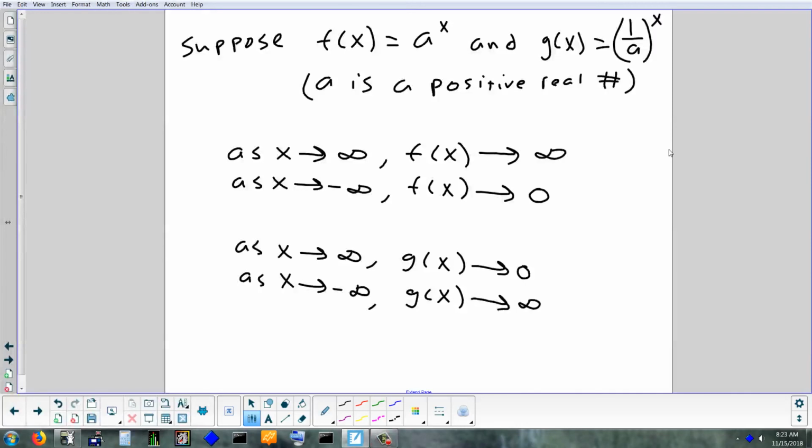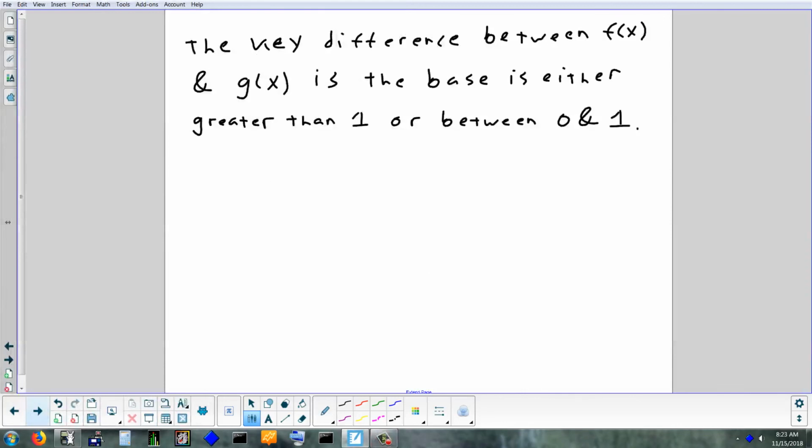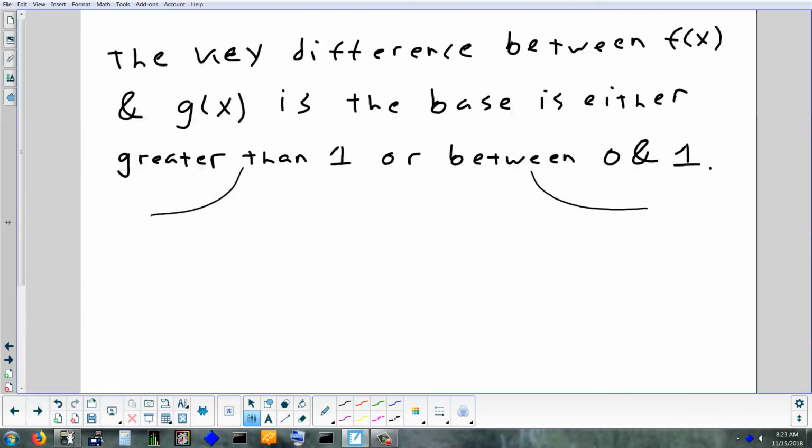Okay, we're back. So yeah, there's the behavior of those kinds of graphs. So it's all controlled by the base. The key difference is: is your base greater than 1? If you have a base greater than 1, your graph looks like that. If you have a base between 0 and 1, like 1/2, 1/3, anything like that, your graph looks like that. So it either curves up to the right or down to the right. Any question on that?